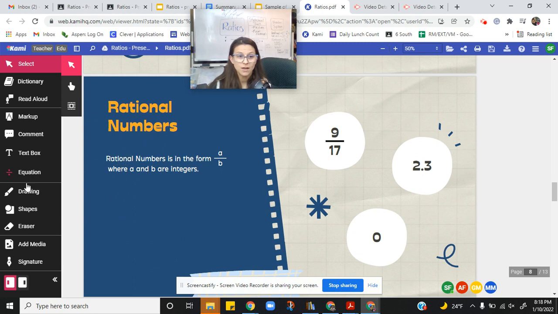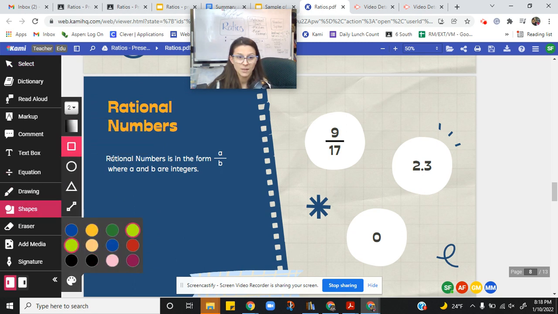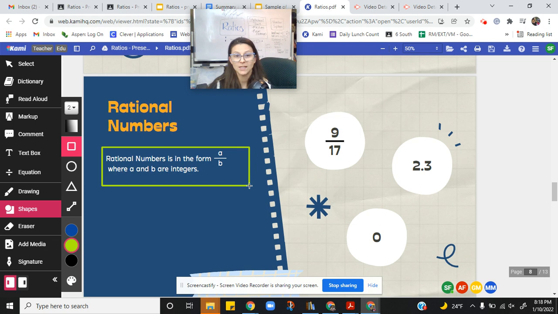A rational number is in the form of A over B, A divided by B, where A and B are integers. So any value that can be represented by two integers and a division operation. So division and multiplication are tied together in the rational numbers, so they invert each other. Ratios are multiplicative by nature.